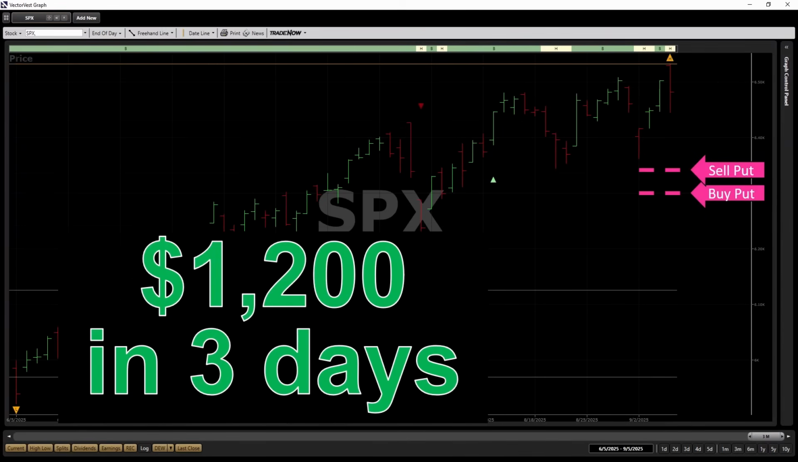Now, in that particular example, the S&P rose, and I closed the trade in 3 days, and it was a quick $1,200. Now, again, that $1,200 is based on a $50,000 account. So if you were trading 100,000, it'd be 2,400. If you were trading 25,000, it'd be 600, and on and on and on. This system can scale up nicely, and it can go down as low as $5,000.